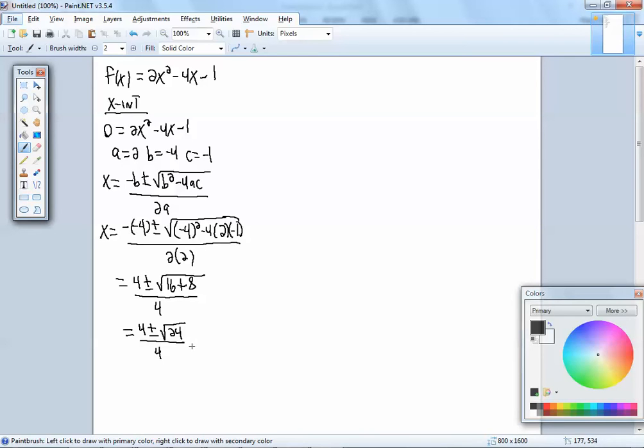Now you should always simplify your radicals before you go on. So we got 4 plus or minus the square root of 24, which is 2, 4, 8 times 3 if I do the prime factorization, over 4. Now we're looking for pairs of something when we're talking about square roots. Here's a pair of 2's. So this pair of 2's is going to come out in front as a single 2. So we got x equal to 4 plus or minus 2 square root of 2 times 3, which is 6, over 4.